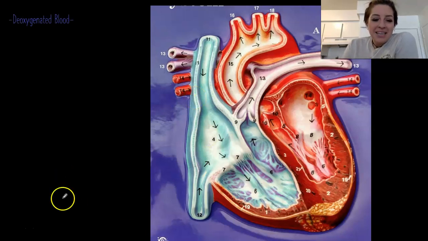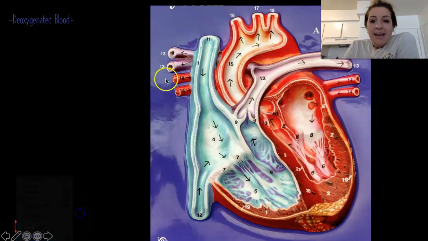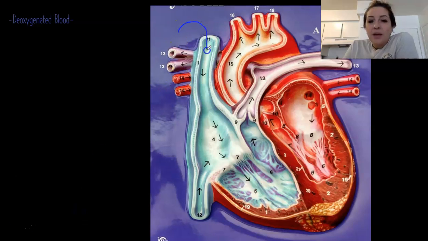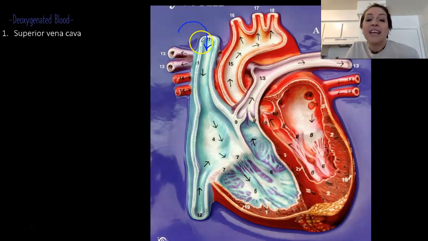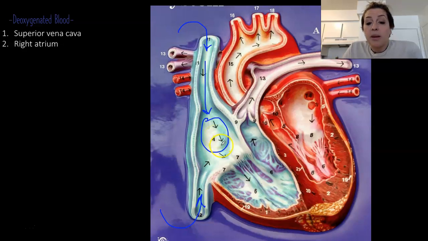So, deoxygenated blood is going to be entering the superior vena cava. So this is deoxygenated blood entering the superior vena cava of the heart. It is going to travel down into this first chamber right here, known as the right atrium. Remember that there's also an inferior vena cava, but you're not required to know that. After deoxygenated blood is in the right atrium, it passes through our first valve right here.